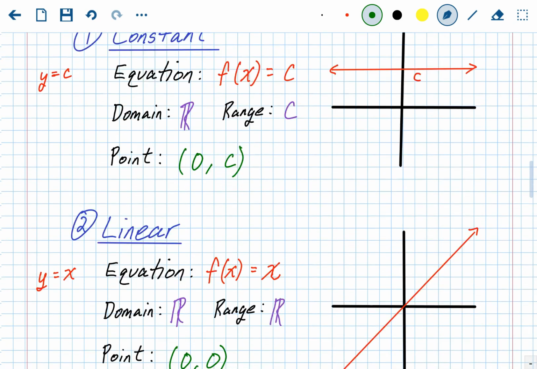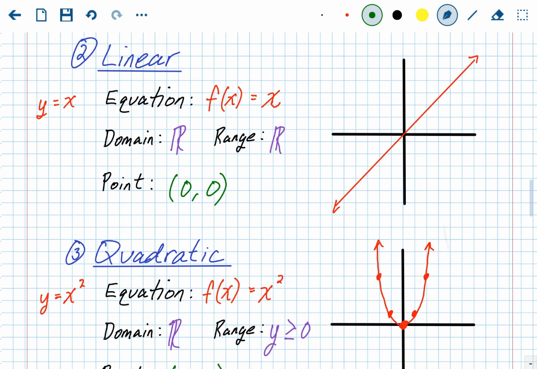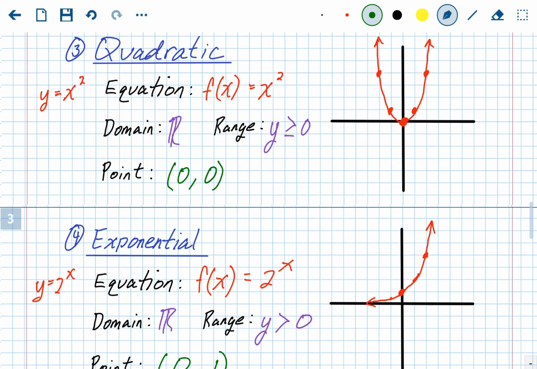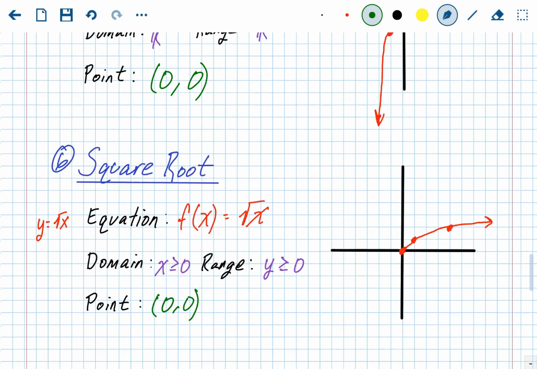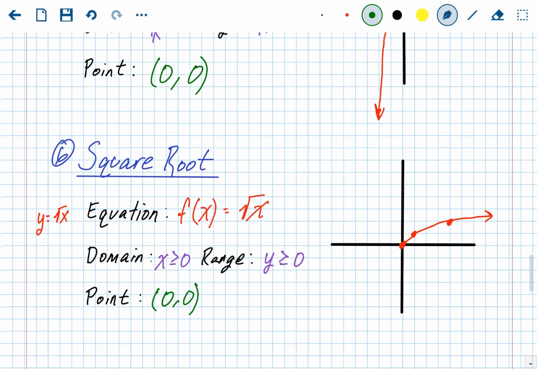All constants are going to look like that. All linears are going to look like that. All quadratics, all exponentials, they're all going to look like their parents. In the next part, we'll actually do some transformations and see what happens with those.